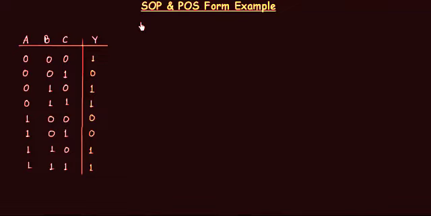In this lecture, we will find out the SOP form and POS form for the function Y. I have already made the truth table. There are 3 variables a, b and c, and corresponding to all these 8 combinations, I have written the output. Y is 1, 0, 1, 1, 0, 0, 1, 1.